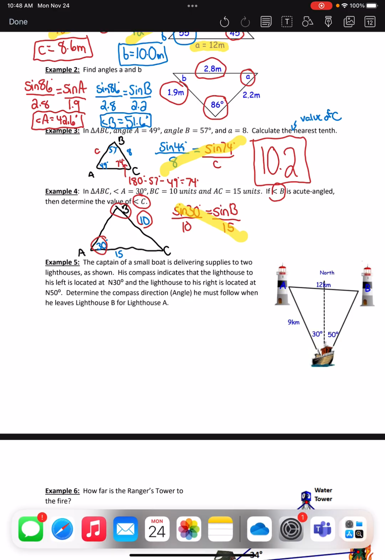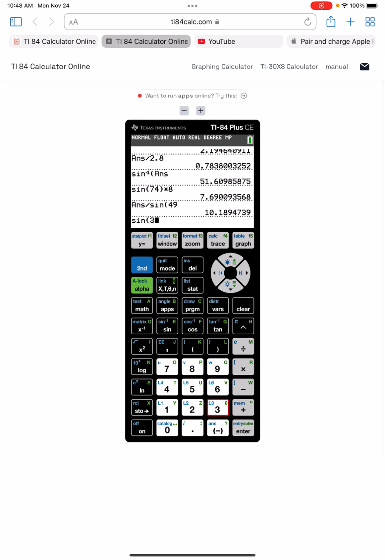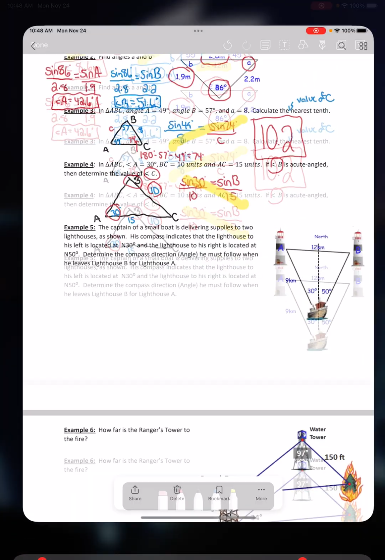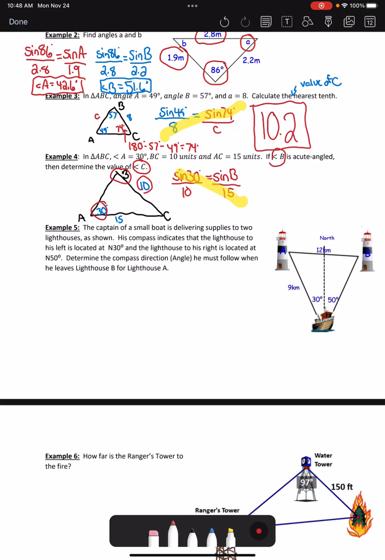So in my calculator, I'll go sine 30 times 15 divided by 10. That's going to give me a ratio. To get that as an angle, I'm going to go second function sine, second answer, and that gives me 48.59 degrees. So angle B is 48.59 degrees. We're going to just round that to 49. So angle C is going to be 180 minus my two angles of 30 degrees and 49 degrees, which gives me 101 degrees as my answer.